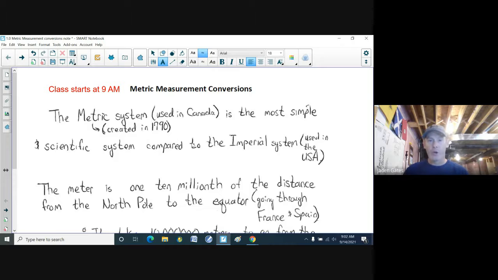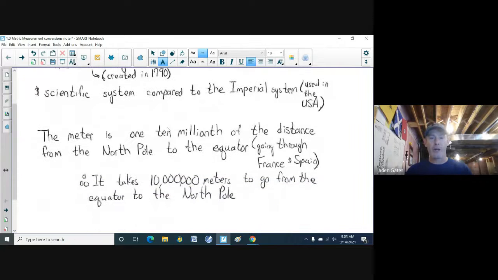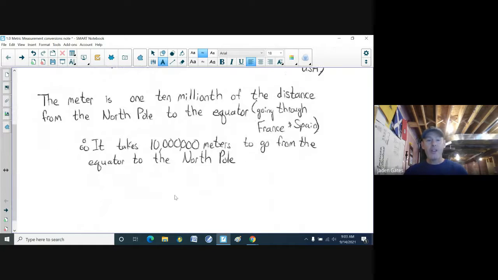Now, here's something really cool about the meter. I'm sure most of you have had experience with a meter stick, but don't know how the meter was invented. The meter is actually 1/10,000,000th of the distance from the North Pole to the equator. Specifically, it has to go through France and Spain because, in 1790, North America wasn't so developed. So it's another way of saying it takes 10 million meters to go from the equator to the North Pole.